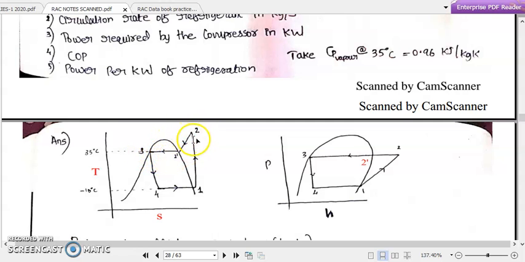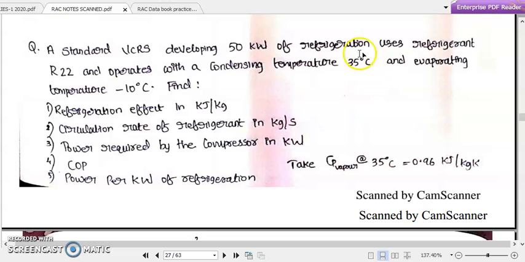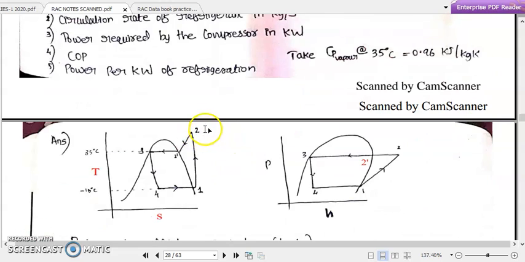But why didn't we choose the temperature at 2? Because we have already studied that the temperature at 2 means it will be a superheated state. The superheated state of a vapor will normally be a very high value. It will not be a nominal value like 35 degrees Celsius. So we can avoid the temperature at T2 and, instead of taking T2 as 35 degrees Celsius, we can choose T3 and T2 dash as 35 degrees Celsius.